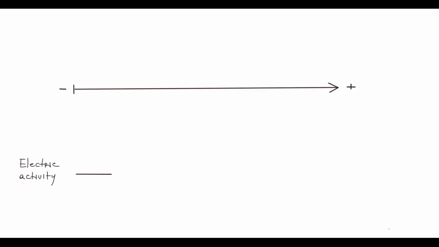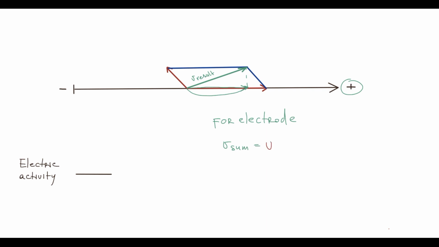Another example: if the first vector is orientated towards the positive electrode and the second vector is located under an angle towards the negative electrode. Again, from these two vectors we make a parallelogram, and the diagonal will be the resultant vector. The projection of this vector on the lead is orientated towards the positive electrode. From this picture we can see that basically for the electrode, the sum of these vectors is equal to vector 1 minus the projection of vector 2.